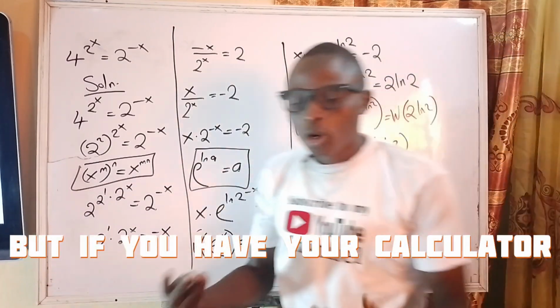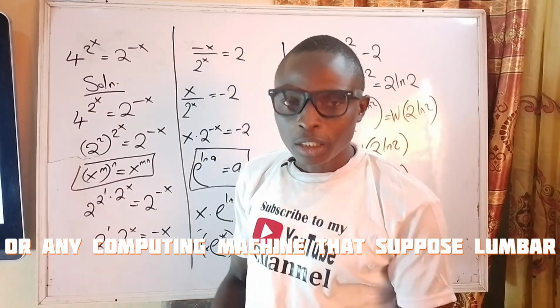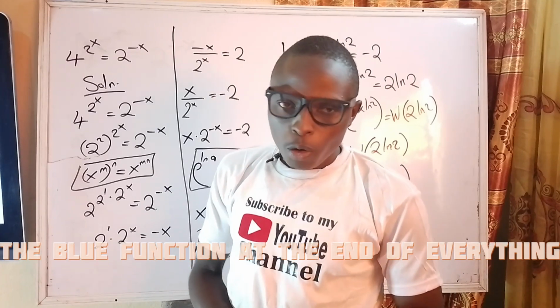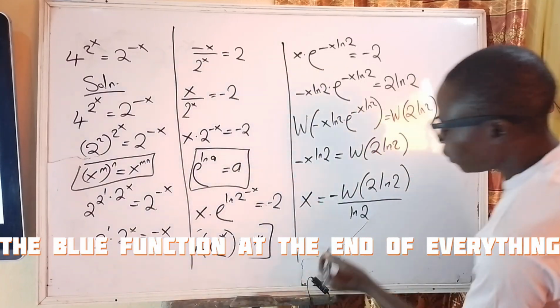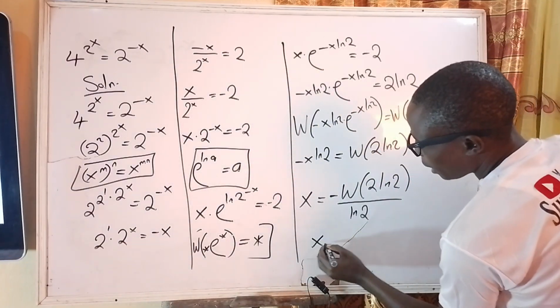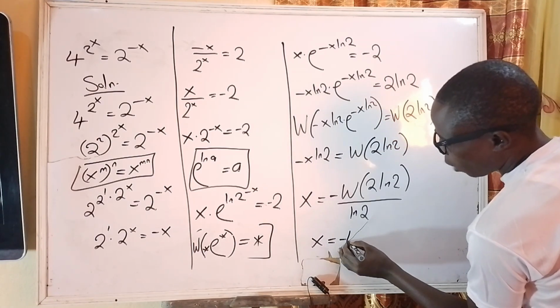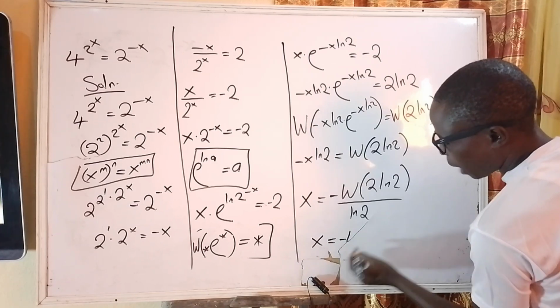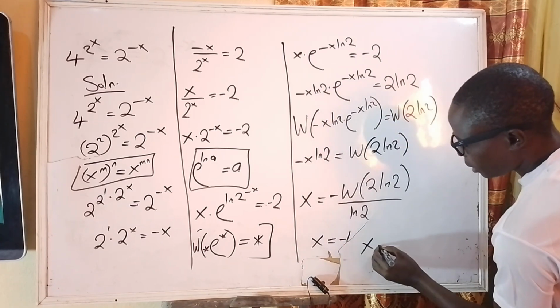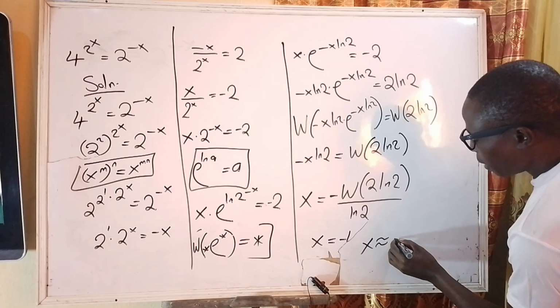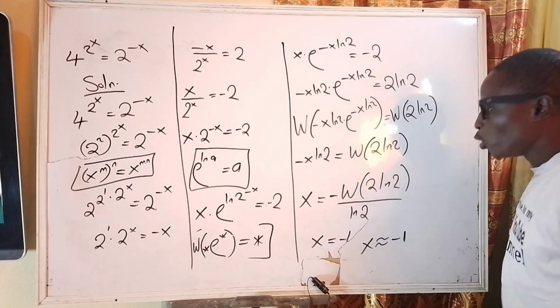But if you have your calculator or any computing machine that supports Lambert W function, at the end of everything, you are likely to have x is equals to minus 1. Yes, minus 1. That is approximately. That is x is approximately minus 1.